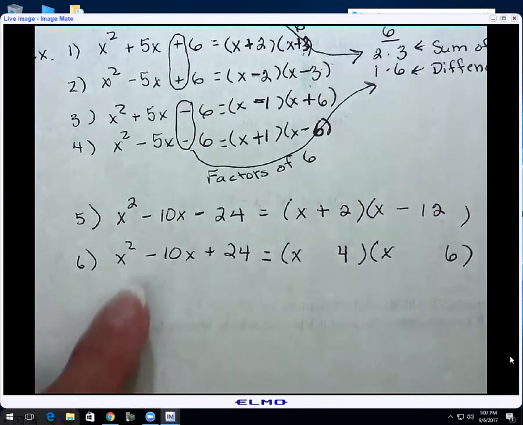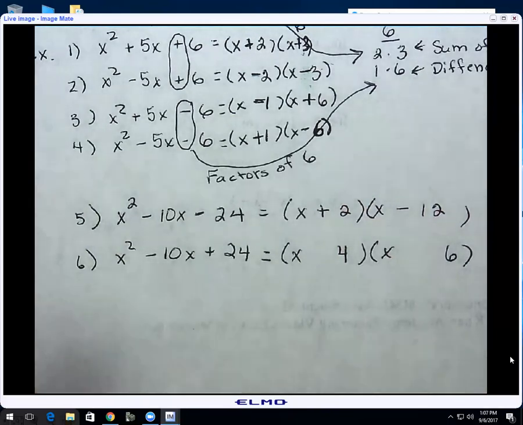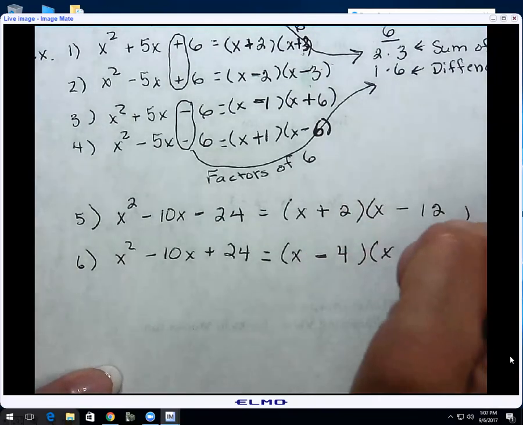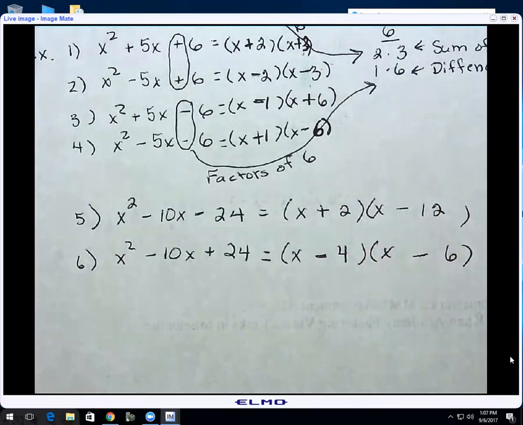And what would the signs have to be if they were to give me a negative 10 in the middle? They would both have to be negative. Now, when you're factoring, it's very helpful to be good with signed numbers. I'd like you to know negative 4 plus negative 6 gives you negative 10 without having to pick up a calculator. If you do have to pick up a calculator, you need to be very careful.